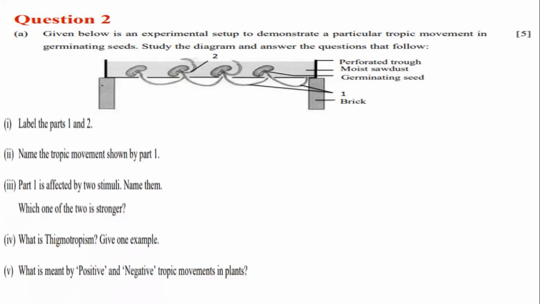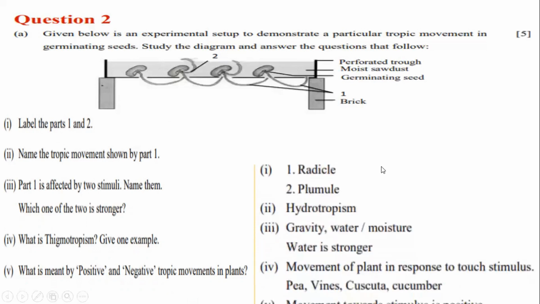The questions are: Label the parts 1 and 2. Name the trophic movement shown by part 1. Part 1 is affected by two stimuli. Name them. Which one of the two is stronger? What is thigmotropism? Give one example. What is meant by positive and negative trophic movements in plants? Okay, so let's see the answers here.